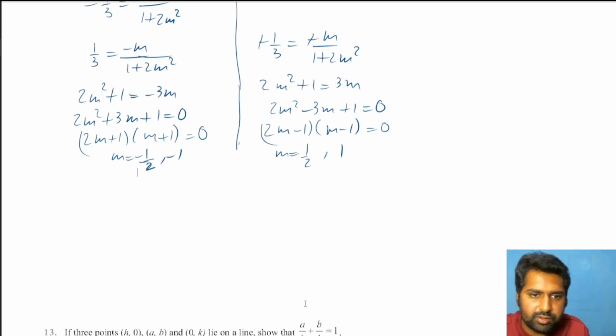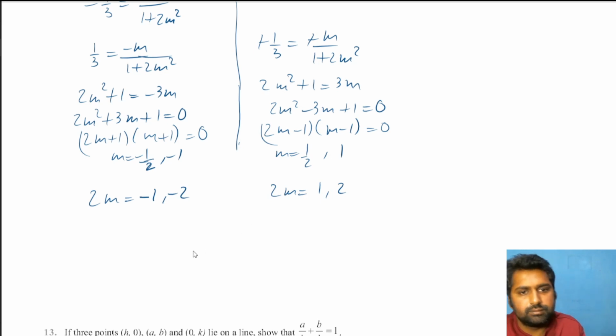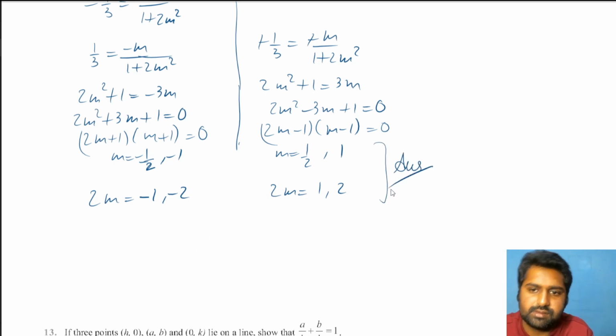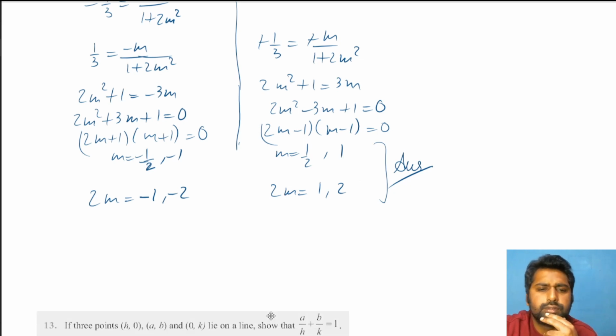Now what will be the slope of the other line? 2m will be, if it is minus 1 by 2, double of it, so minus 1, and for minus 1 it is minus 2, and here 2m will be 1 and 2. So these are the answers, plural. All right, good enough.